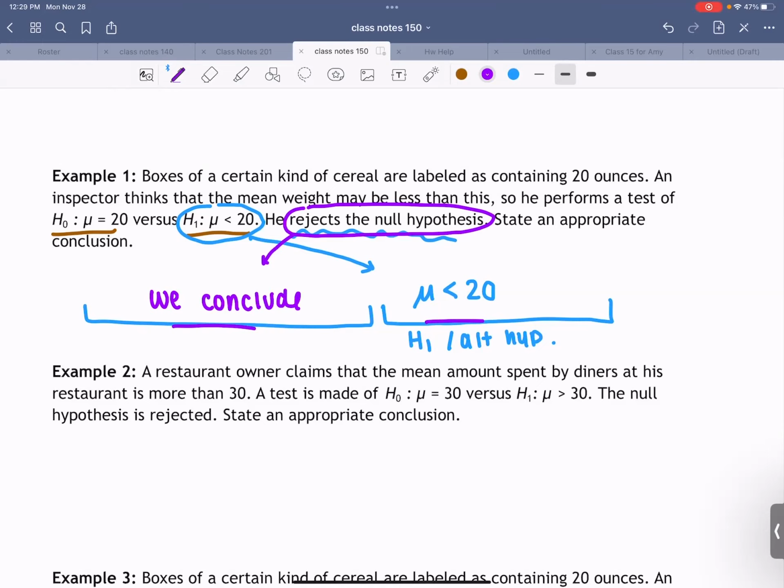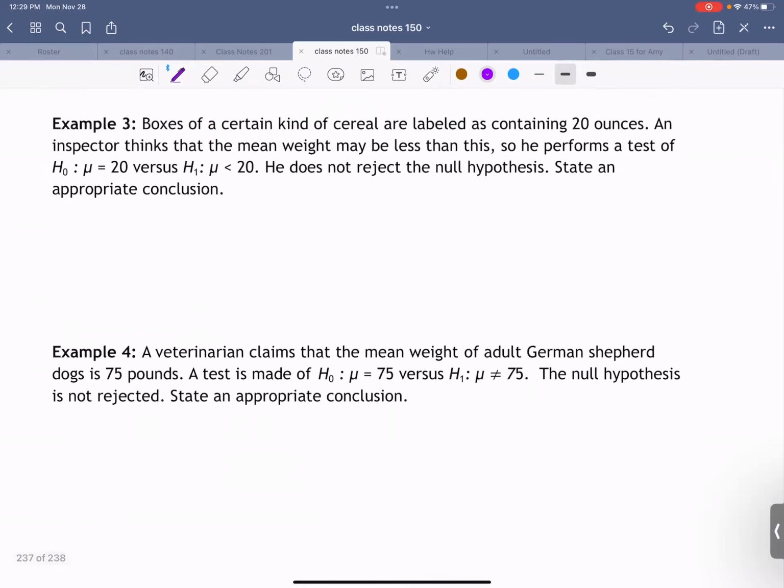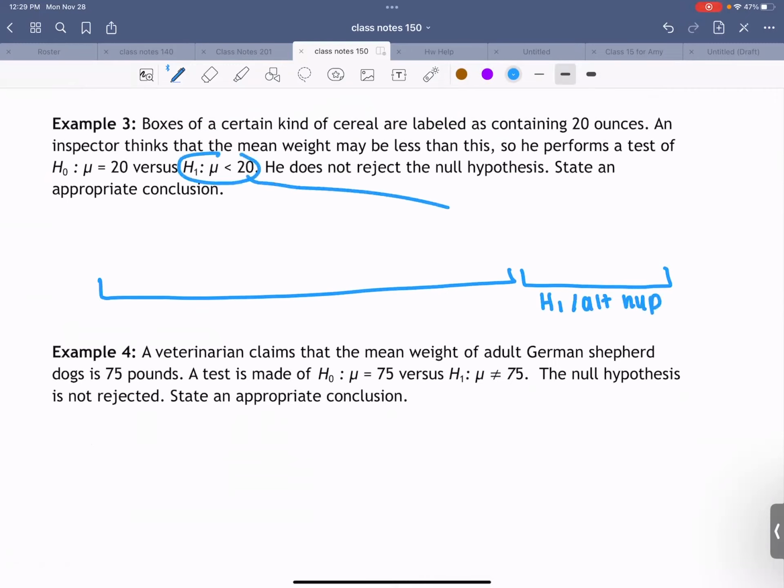All right, let's talk about how we write if we fail to reject the null hypothesis, right? What we're going to do is skip example 2 and go down to example 3. Example 3 is the cereal box situation. Still have the same null and alternate hypothesis. We still are piecing together 2 pieces of a sentence. The end is always the alternate hypothesis, so it's always the same. The alternate hypothesis, mu is less than 20, always goes at the end of the sentence.